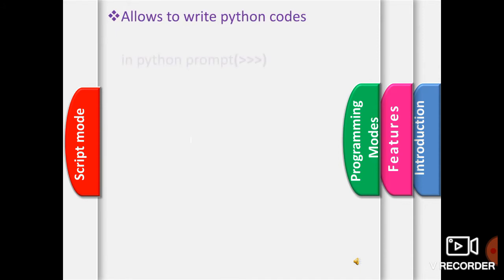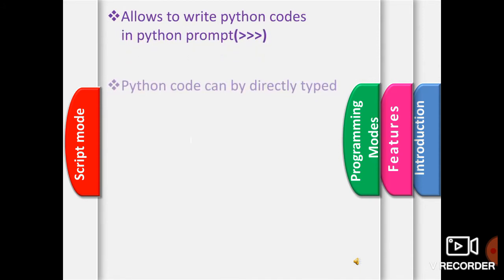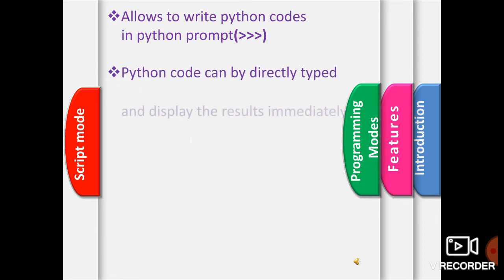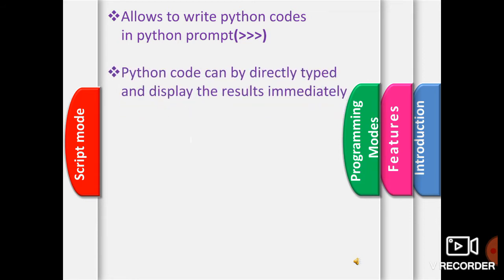Interactive mode. Interactive mode allows us to write Python code in the Python prompt shown on the screen. In the Python prompt, we can directly type the code and get the results immediately on the screen, like a calculator.